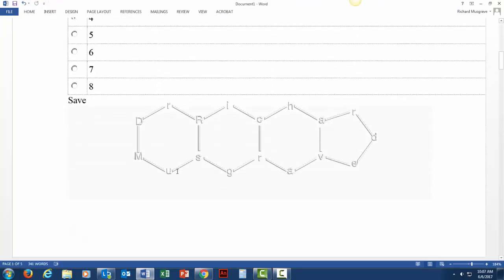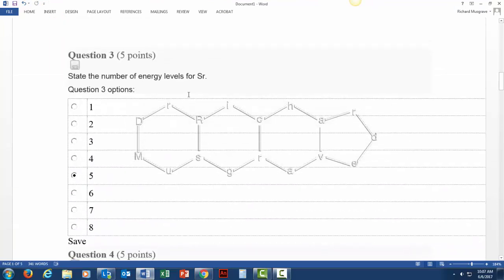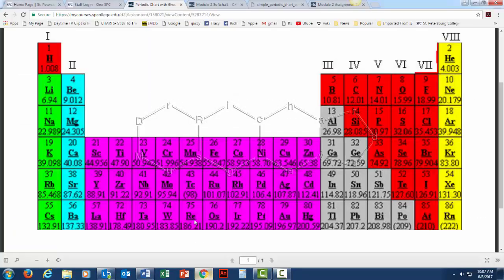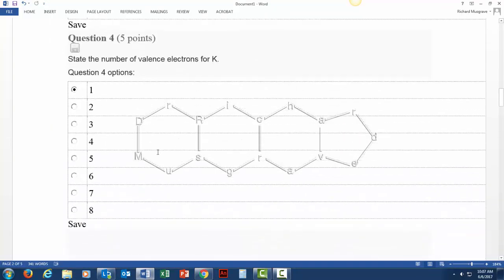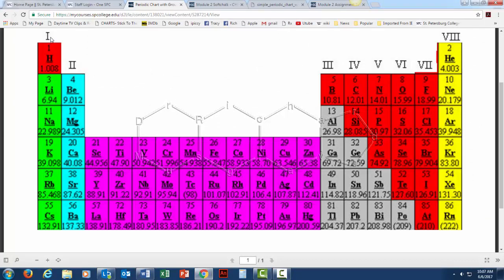Next question is asking about the energy levels for Sr, and if we look at where Sr is, it's down here, and it's 1, 2, 3, 4, 5. So the number of energy levels in Sr is going to be 5. Number of valence electrons, as I said earlier, the group number matches the number of valence electrons. Potassium is in group 1, so it has 1 valence electron.